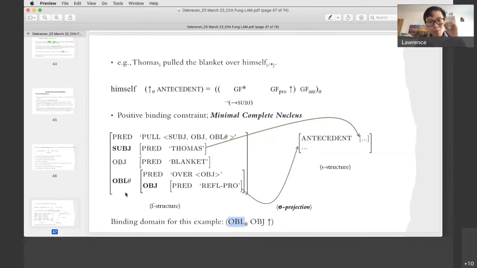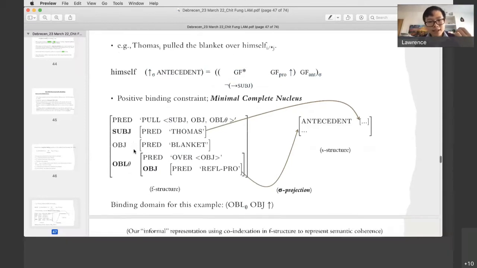The off-path constraint says that for this GF, which refers to this oblique function GF, inside the oblique function there shouldn't be any subject. Inside the oblique function GF, there is no subject, so it satisfies this requirement, and the equation is satisfied. And by the fact that it's a positive binding equation, it means that it needs to be bound within this F structure, so it needs to be bound by something. What binds it is the subject entity Thomas.